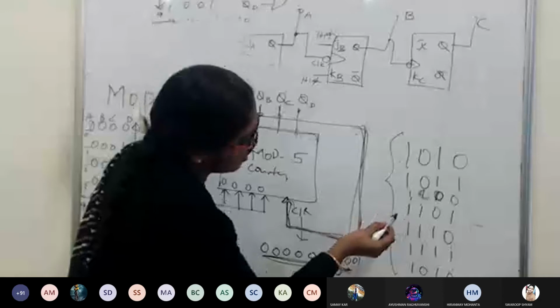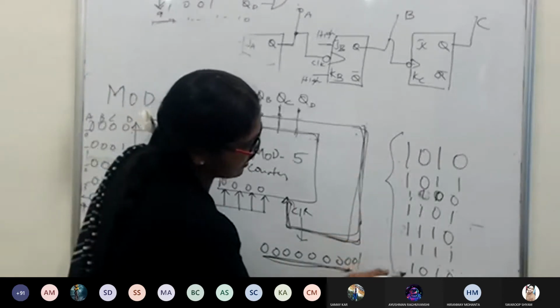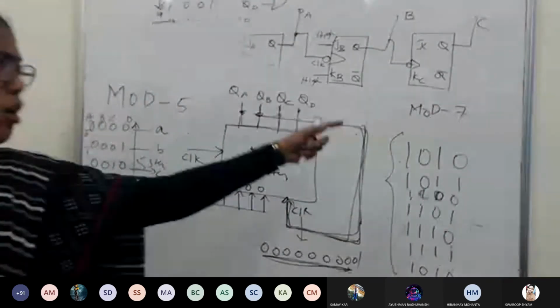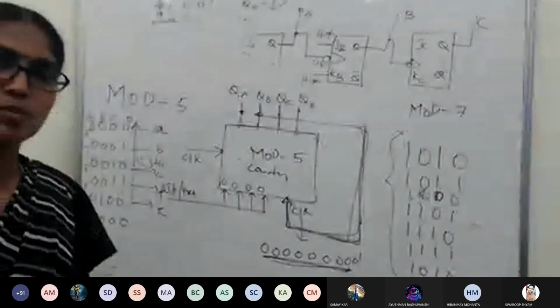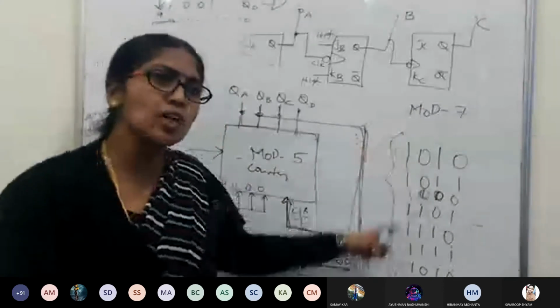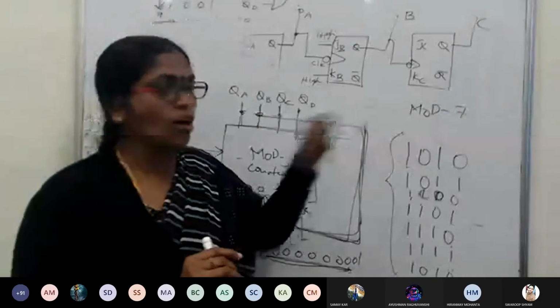1, 2, 3, 4, 5, 6, 7. This is also mod 7. It is called mod 7 counter. But it has to be specified. Your starting state is this, ending state is this. You do the sequence in between. It has to be mentioned. Okay, mod 7 counter it is.